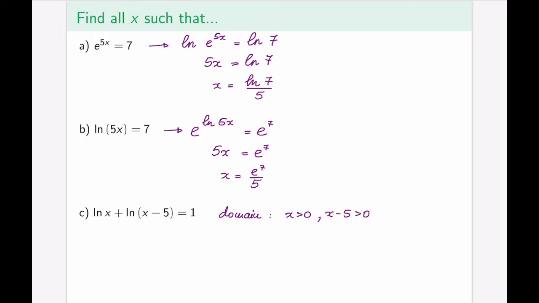In fairness, I should have really done something similar to this here, where I should have pointed out that 5x has to be bigger than 0 in order for us to produce an admissible solution. Now, next step, I basically want to reduce this problem to the problem that looks like the problem in part B. I would like to combine these logarithms together so that then I can apply the exponential function to both.